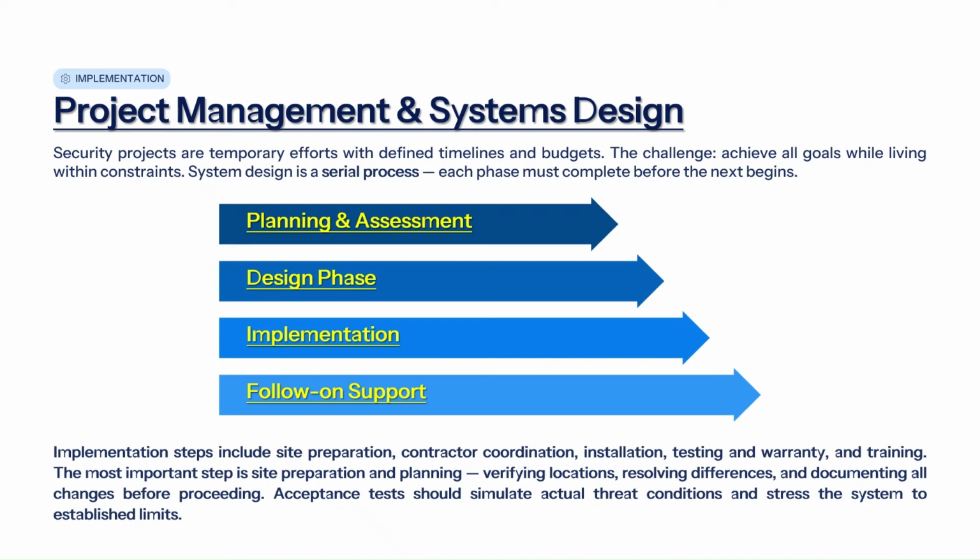The second phase is the design phase. During this stage, technical specifications are developed, system layouts are created, and integration requirements are defined. Proper design ensures compatibility between access control, surveillance, intrusion detection, and other security components. The third phase is implementation. This includes procurement, installation, configuration, testing, and system validation. Effective coordination among vendors, contractors, and internal stakeholders is critical during this stage.